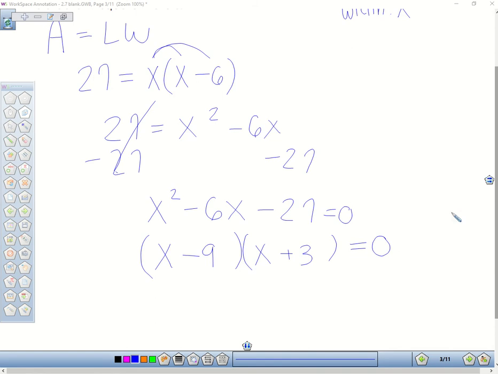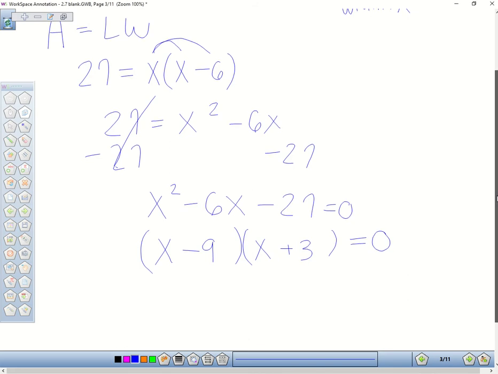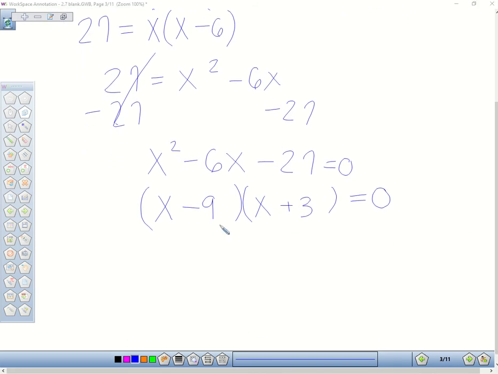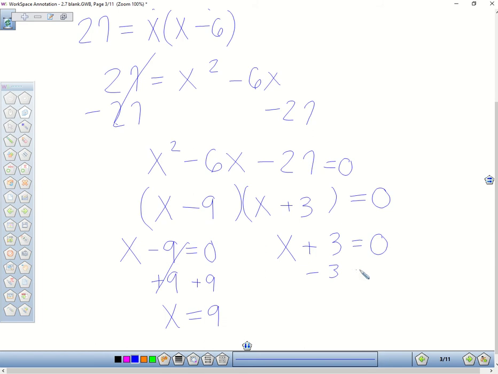Okay. So then from here, you're going to set each of these equal to 0. Remember how you do that? So this becomes x minus 9 is equal to 0, and this becomes x plus 3 is equal to 0. We add 9 to both sides, and we get x equals 9. And we subtract 3 from both sides, and we get x equals negative 3.